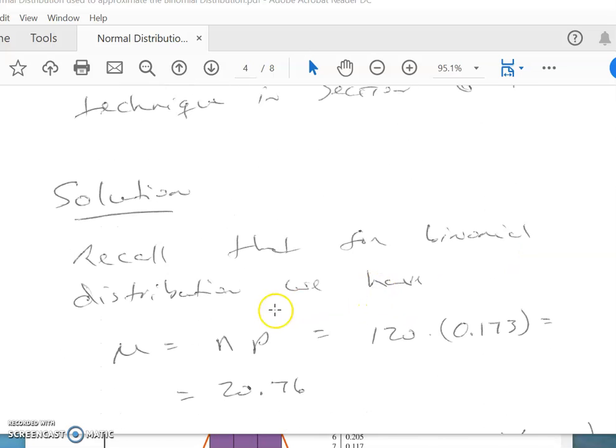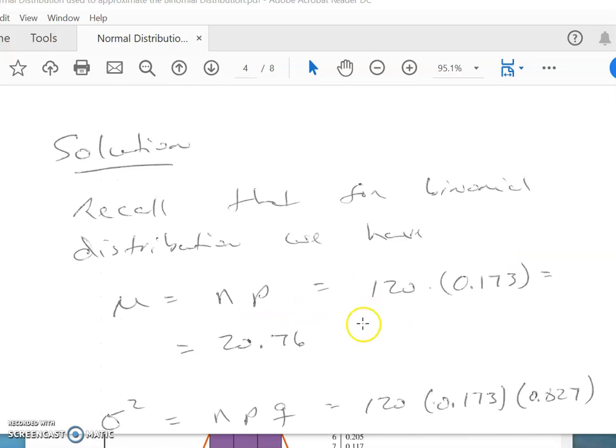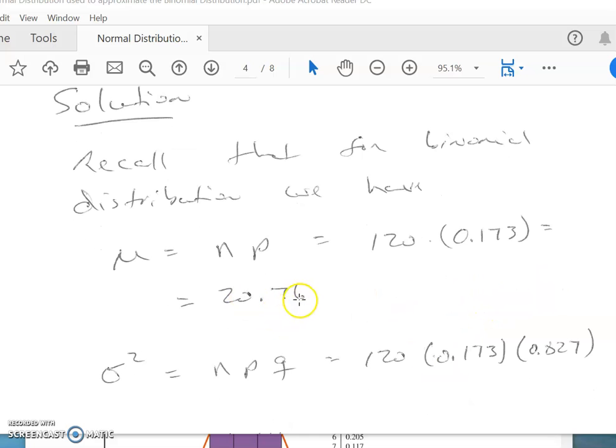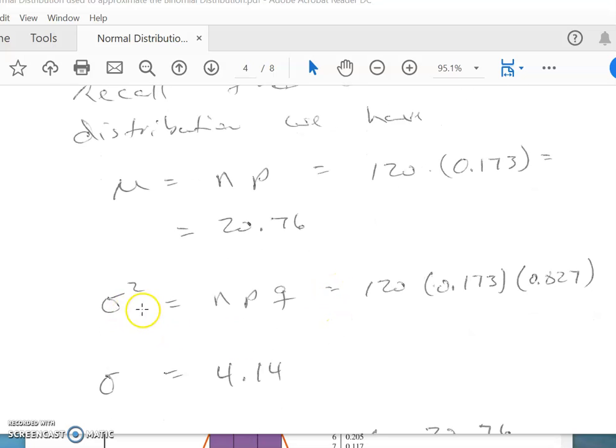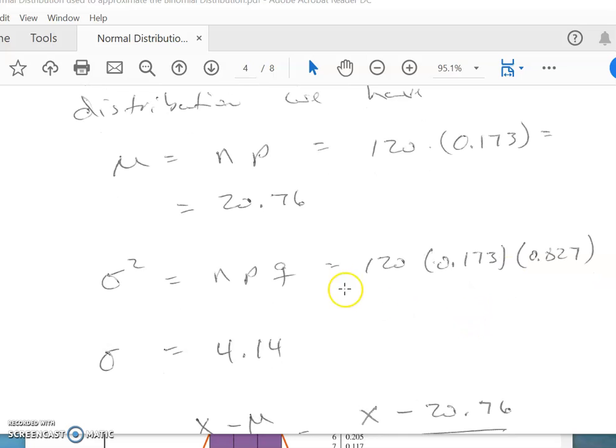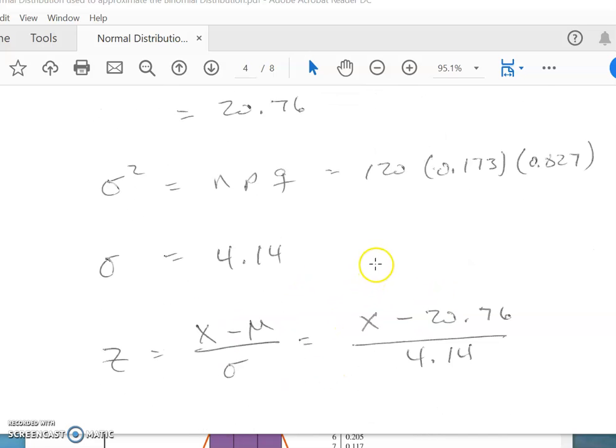So here's a solution. For binomial distributions, it is a true fact that mu, the mean of the population, is equal to n times p. In this problem, that's 120 times 0.173, so that's 20.76. The variance is npq, and the standard deviation is the square root of that, which works out to be 4.14.